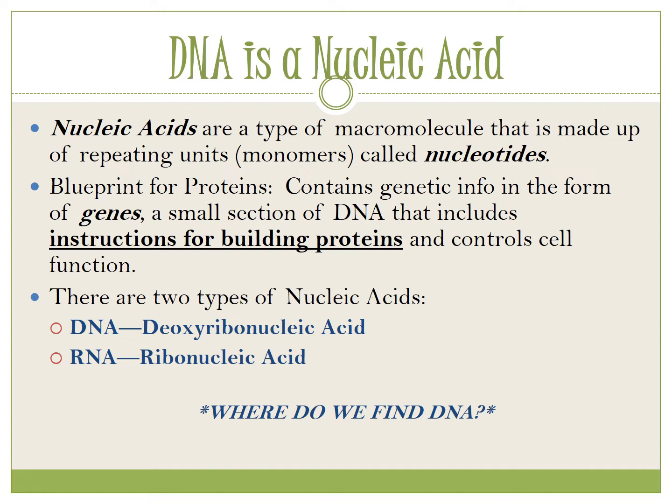The other thing that DNA does is it controls the cell cycle, and it will signal it's time to make new cells. There are two types of nucleic acids that we've talked about: deoxyribonucleic acid and ribonucleic acid. You need to write that down. You need to know that DNA stands for deoxyribonucleic acid. How did it get its name? Because the sugar in it is named deoxyribose, so it's named after the sugar.